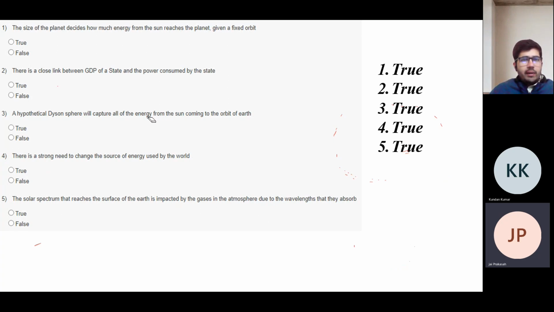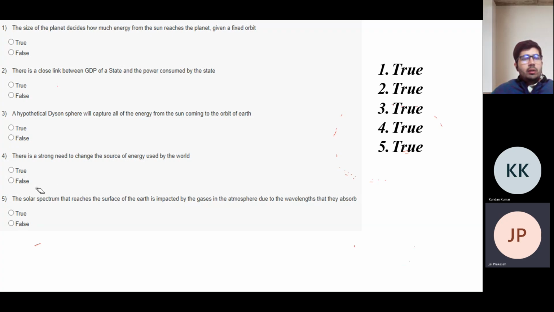So again, just revising in short form. The first question was: the size of the planet decides how much energy from the sun reaches the planet, given a fixed orbit. So it was true. The second one was: there is a close link between the GDP of a state and the power consumed by the state. As we discussed, it's true. A hypothetical Dyson sphere will capture all of the energy from the sun coming to the orbit of Earth. Yeah, true. There is a strong need to change the source of energy used by the world.